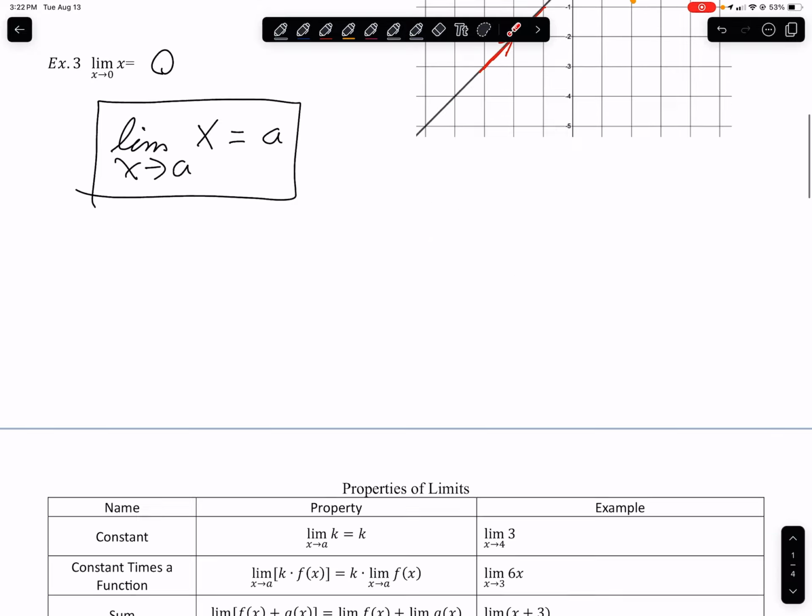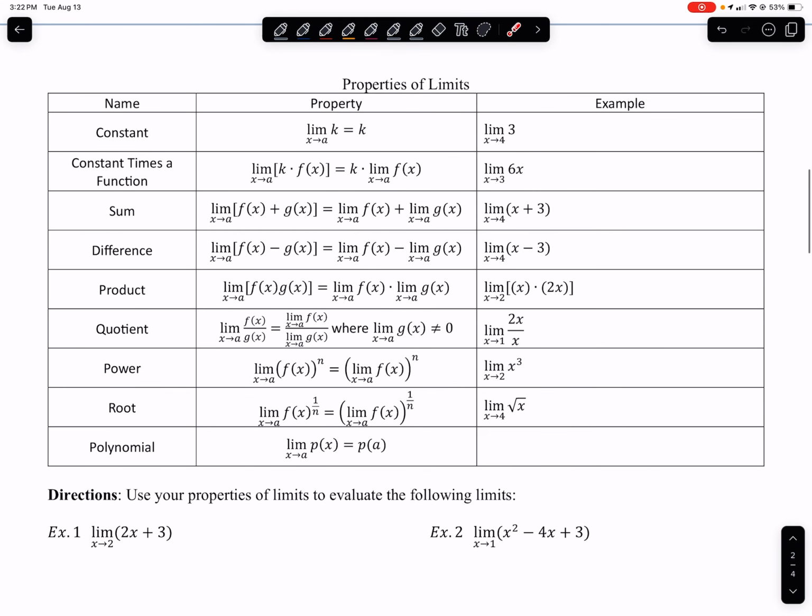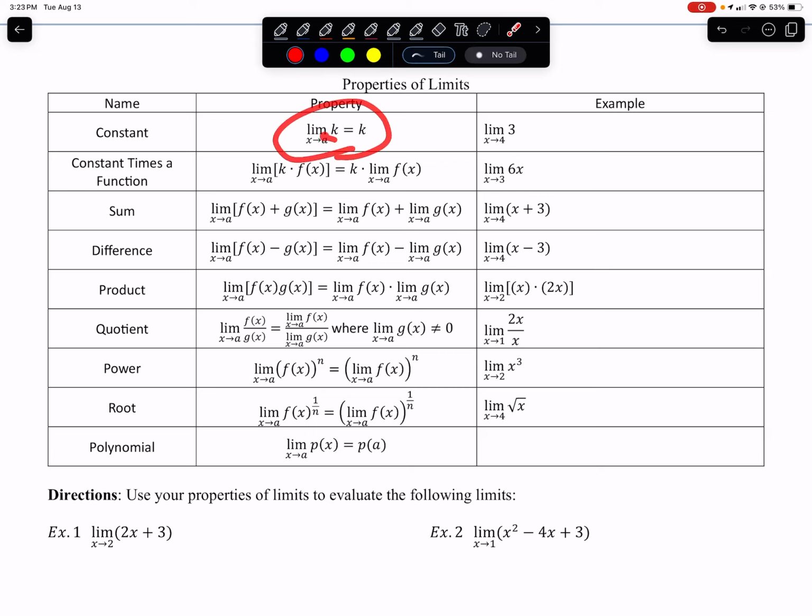All right. This is going to be a long video, just warning you. We're looking at all the properties. Technically, these are the only ones that you can use to find limits. And you'll see why this is kind of a pain. All right. The constant one, we already did that. If you have a constant, it always equals k. That will be the limit.